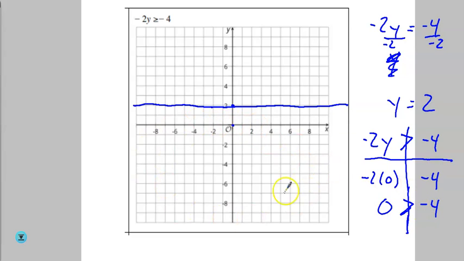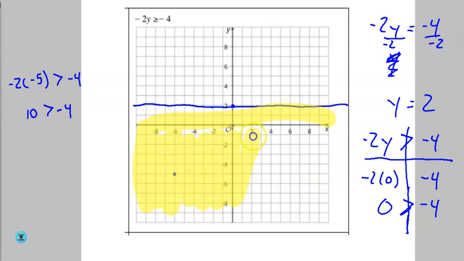So this is the right place. Any point below that line, so even if I took this point over here, really all that matters is the y, that's -5. So if I do -2 times -5, is that greater than -4? Negative times negative is 10. Is 10 greater than -4? Yes. So we would shade where the solution is. Everything below the line is a solution to that inequality.